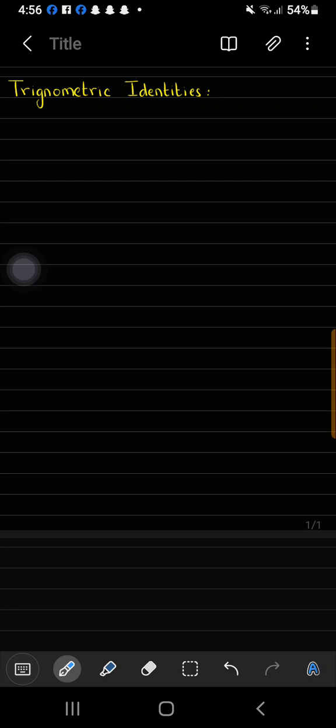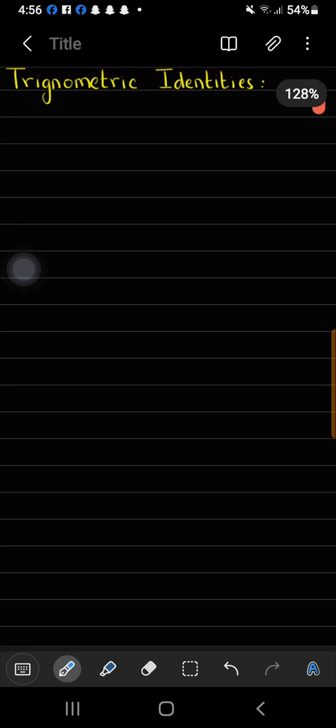Okay, so there are some trigonometric identities which I will share with you, and the remaining we will learn along with the questions. First I'm going to share the basic trigonometric identities which we already know from paper 1 of A level mathematics.